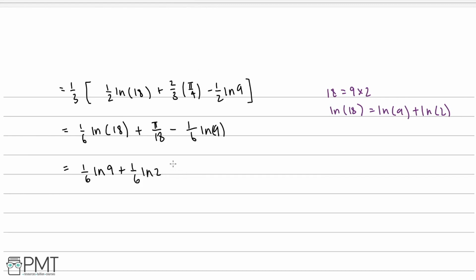As such, we can plus pi over 18 at the end, and minus 1 over 6 ln 9 at the end as well. And we can see the 1 over 6 ln 9 and the minus 1 over 6 ln 9 cancel, leaving us just with 1 over 6 times by ln 2 plus pi over 18, which is what we wanted in the question above. So we have proven it.